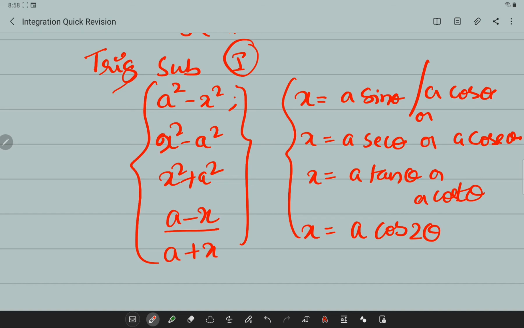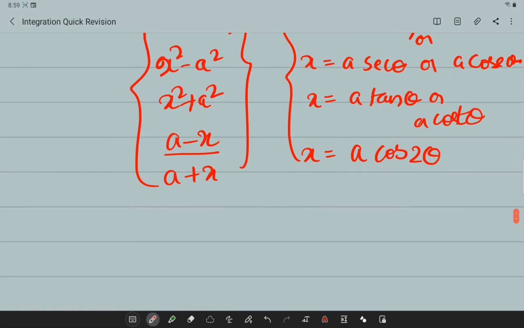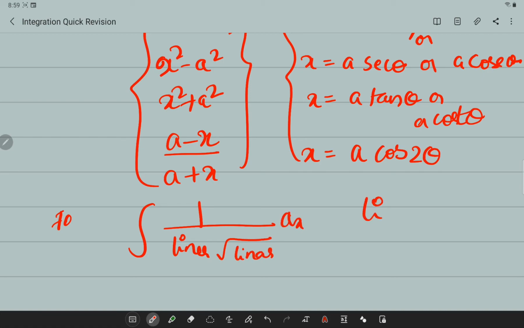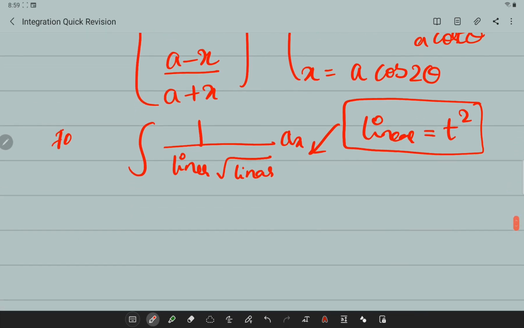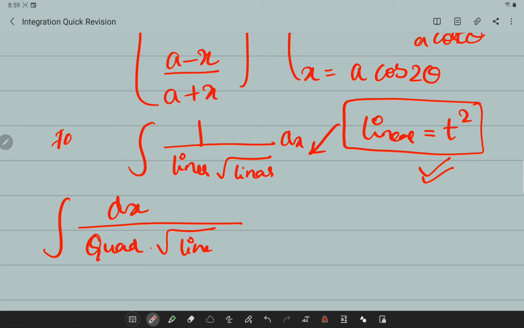Now we have some forms of integration. If you have an integration in the form of 1 by a linear term into square root of linear term dx, here try to substitute this linear term is equal to t square and do the problem. Also you have some other forms in which you have to apply this concept. You can also have a quadratic equation into a linear term. Here also you have to apply this concept and equate this linear term to t square.